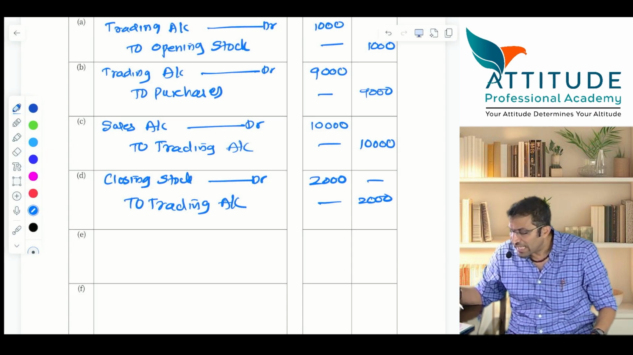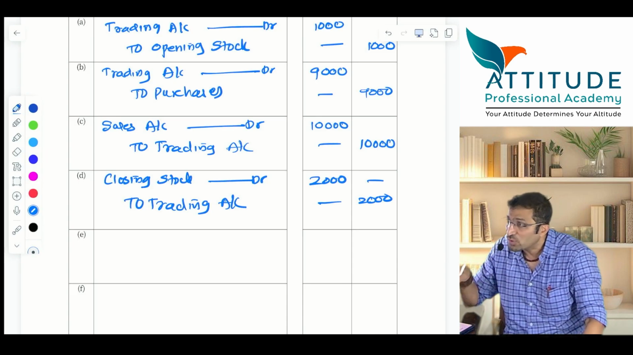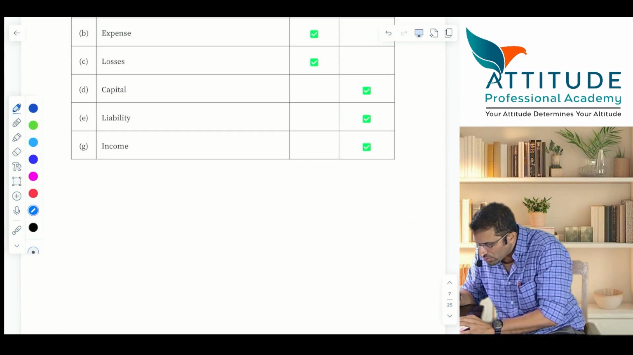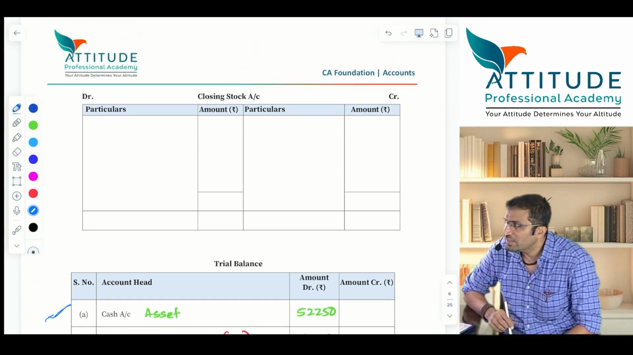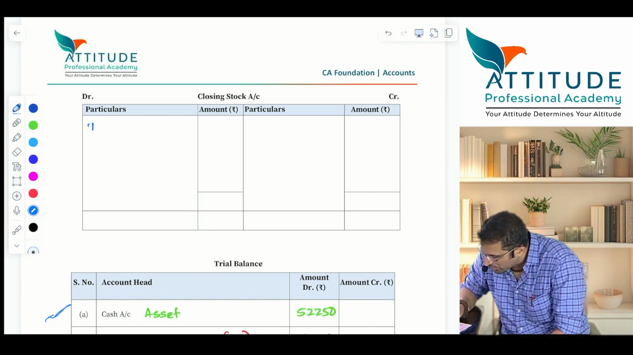Now tell me, you have passed another entry known as closing stock account debit to trading account. It means that I should open another ledger account known as closing stock. Closing stock account should be opened. Here it is, see, closing stock. Closing stock account debit to trading account.